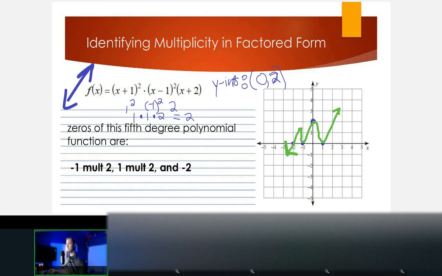All right, how did everyone do on this one when you did it on your own? Perfect, perfect, perfect. Looking good. Again, just to say what I've been saying here, remember, even powers bounce, odd powers pass through. Again, even powers bounce, odd powers or odd multiplicities pass through.